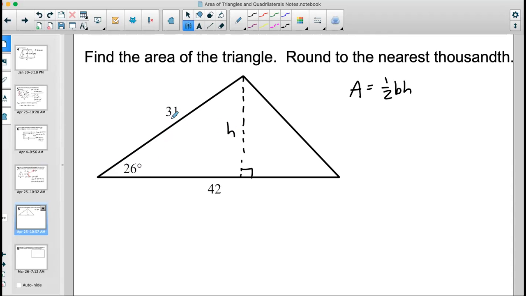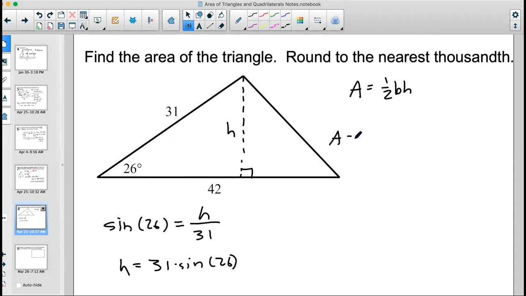Sine opposite hypotenuse. So I can write the sine of 26 is the opposite side h over the hypotenuse 31, which means that h, multiply both sides by 31, is 31 times the sine of 26. So I can plug everything I know into my little area equation and get the answer. 1/2 times the base of the triangle, which is 42, times the height, which is 31, times the sine of 26.